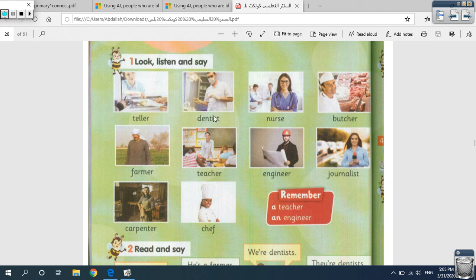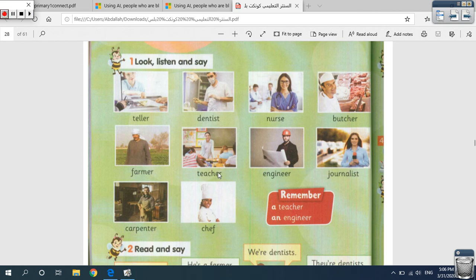Dentist. Of course, we learned about the dentist a lot, so we know what the dentist does. Nurse. She's helping the doctors. Butcher. The butcher is the one who sells meat. He cuts meat and sells it to us. Farmer. A farmer is the one who works in the fields and plants crops like vegetables and fruits.